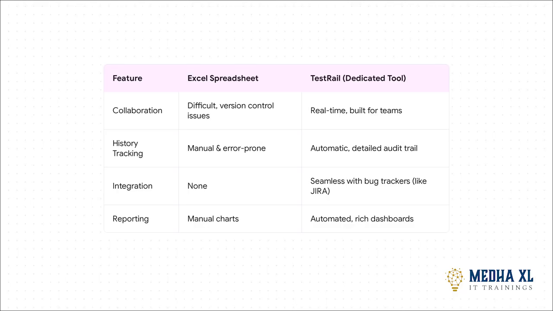And just look at the difference here. It is night and day. Collaboration in Excel, ugh, you know the pain. Test_cases_final_v2_use_this_one.xlsx. It's a nightmare. A tool like TestRail, though, is built for teams to work together in real time. History tracking, instead of you trying to remember who changed what, the tool creates a perfect automatic audit trail.